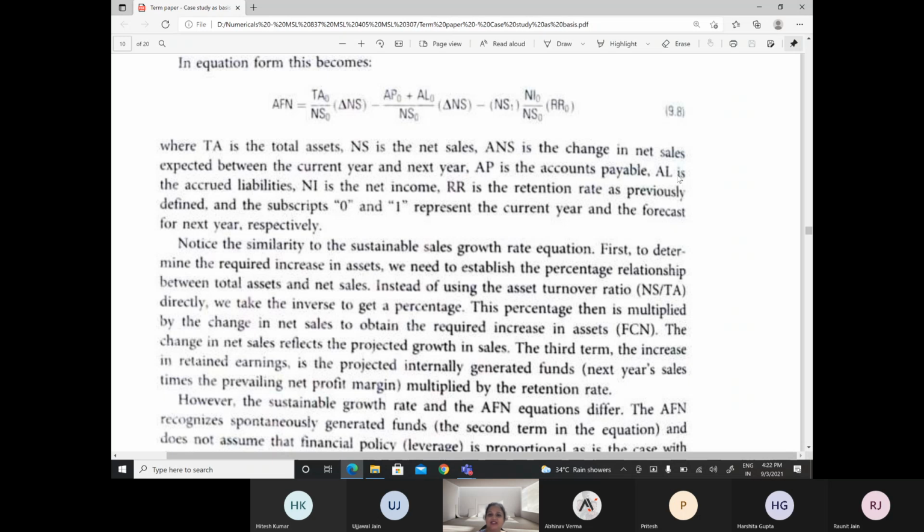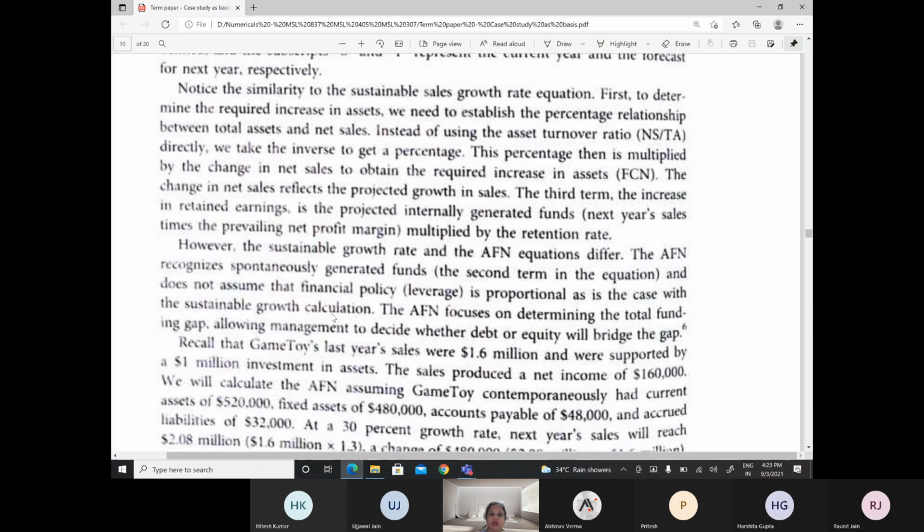Okay, so where TA is the total assets, NS is the total net sales, delta NS is the change in net sales expected between current year and next year. AP is the accounts payable, AL is the accrued liabilities, and NI is the net income. RR is the retention rate as previously defined, and the subscript 0 and 1 represent the current year and forecast for next year respectively. So we can now see the AFN in an equation form as well. Notice the similarity to the sustainable sales growth rate equation.